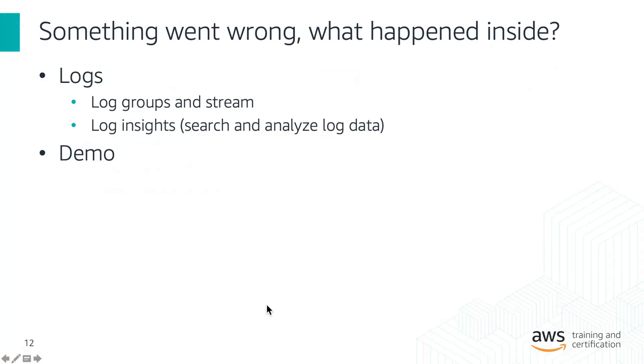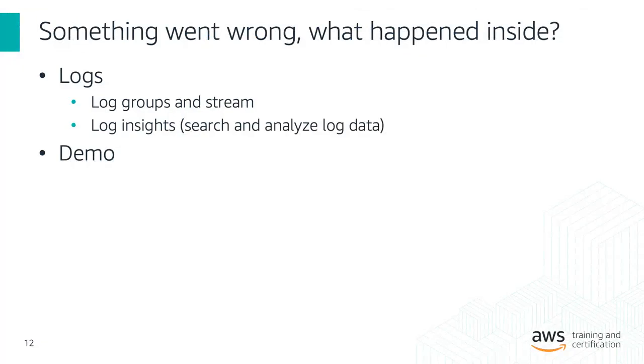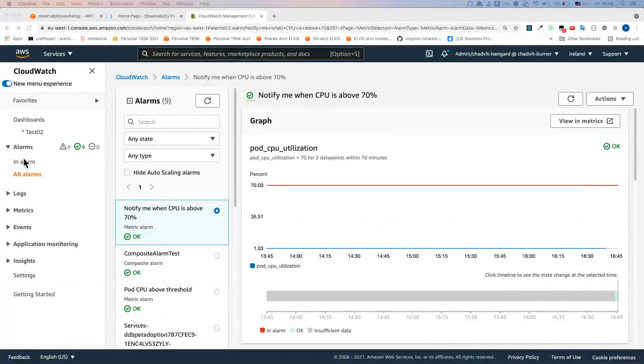Okay, so that is the notifications. Next is the log. So you have already known that there's something wrong with the application, but the next step is you want to troubleshoot and you want to know what is going on inside of the application. So there are two features that you should know in CloudWatch to be able to troubleshoot.